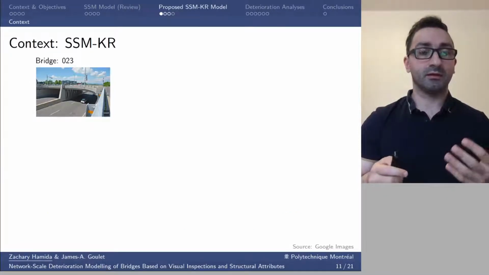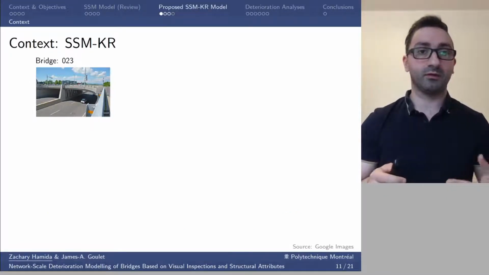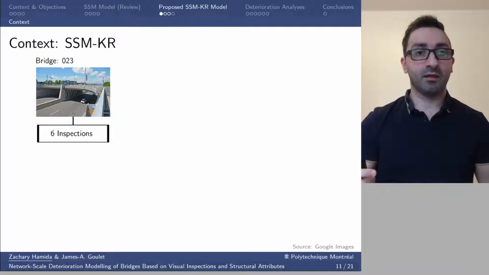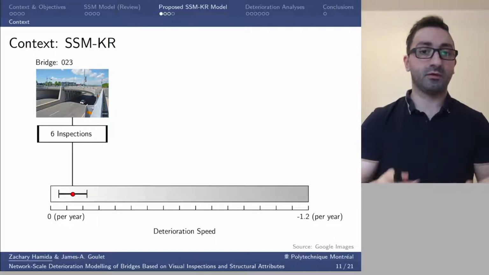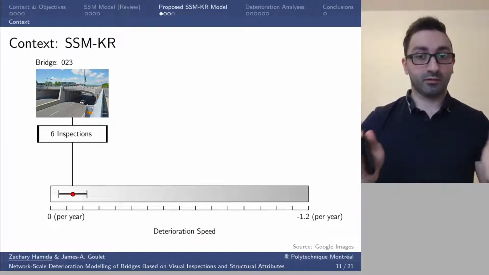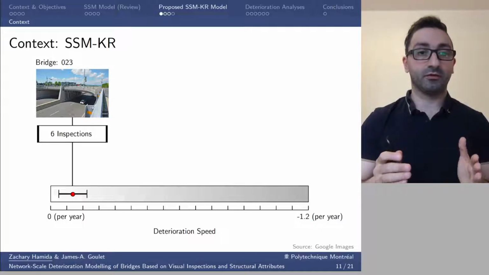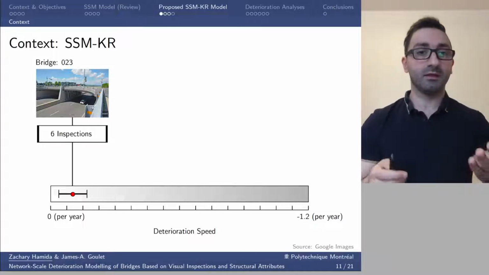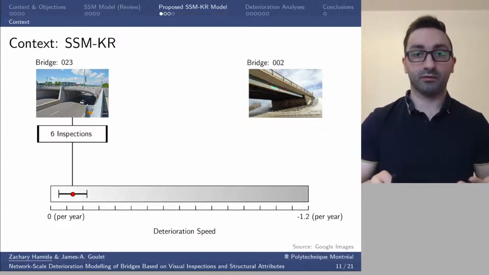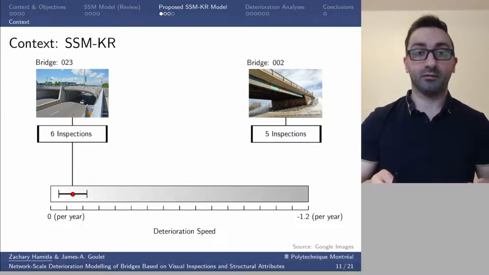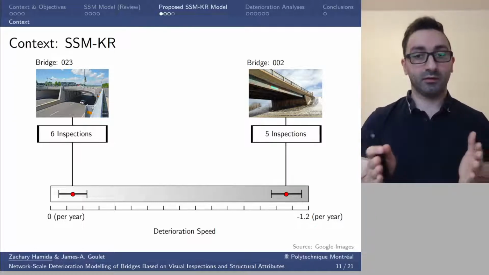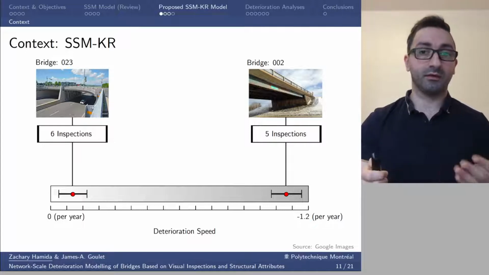So imagine you have a bridge, shown in this picture with the ID 023, and this bridge has been inspected 6 times over time. Now, my estimate based on this number of inspections for the deterioration speed would be relatively reliable. So I would have a low uncertainty around my estimate, and it will be closer to 0, given that this is a new bridge. Now, if I have another bridge, in this case 002, and this bridge has been inspected 5 times over time, my estimate for the speed also would have low uncertainty, because again I have enough observations.